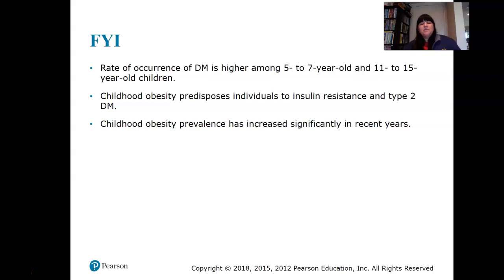All right, so continuing with diabetes and why it's so bad. Rate of occurrence is higher among 5 to 7 year olds, 11 to 15-year-olds. Childhood obesity predisposes individuals to insulin resistant type 2. So, obesity is linked with type 2. Childhood obesity prevalence has increased significantly in recent years. So, not good news.